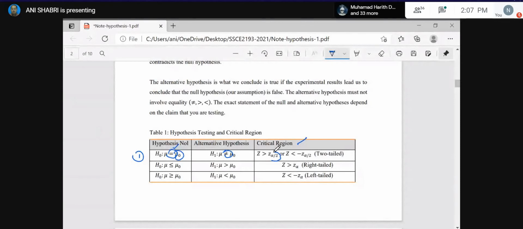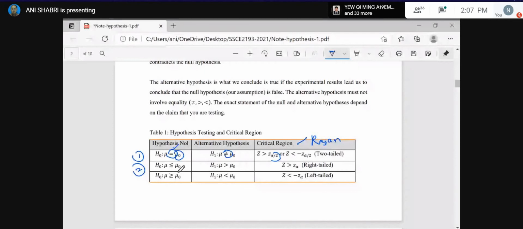Okay, we look at hypothesis testing. In hypothesis testing we have three tests. The first one is to test whether mu is equal to any value. The second is if you want to test smaller, and the third is if you want to test greater. This depends on the question. Then we look at the region, which tells whether the hypothesis is rejected or not.